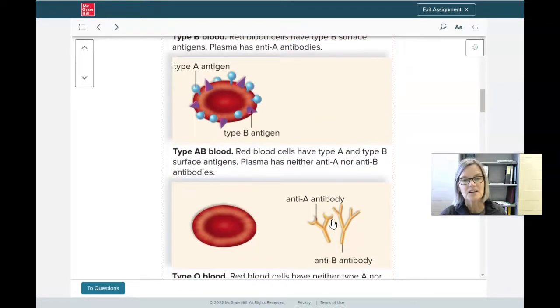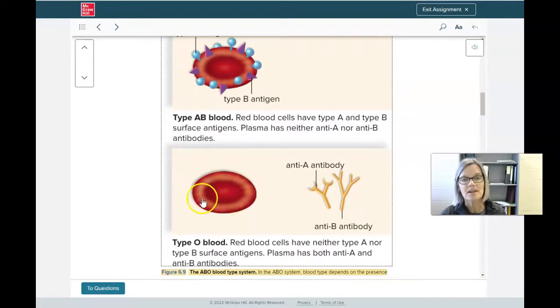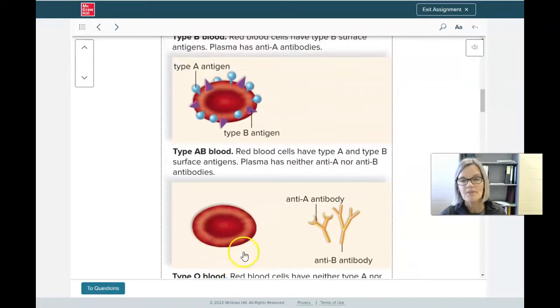So here, this looks a little bit different. I have a type O blood. But O doesn't mean they have O proteins. It means they have no proteins. So can I give my O blood to my AB person?